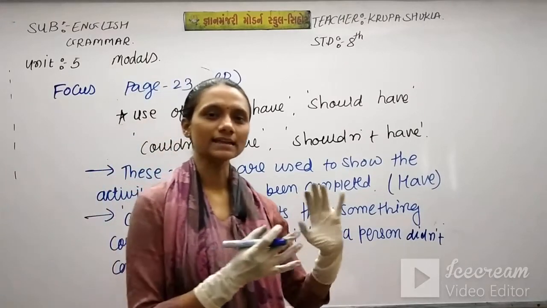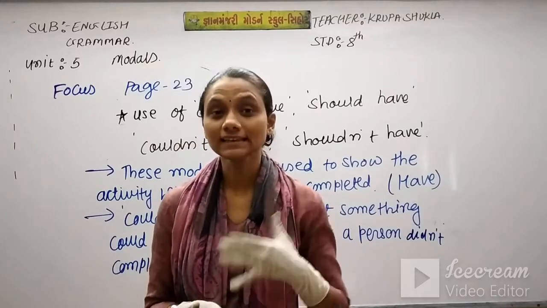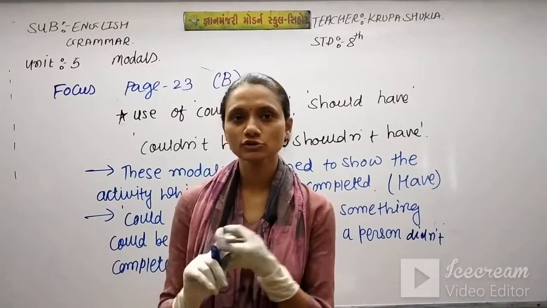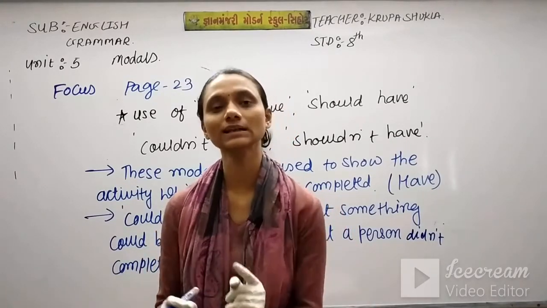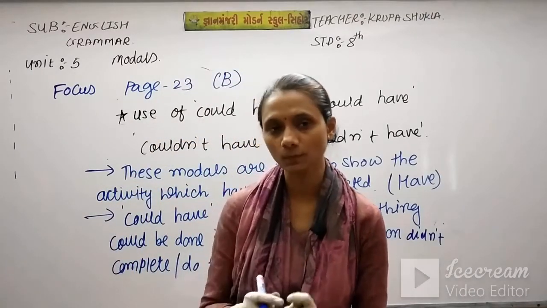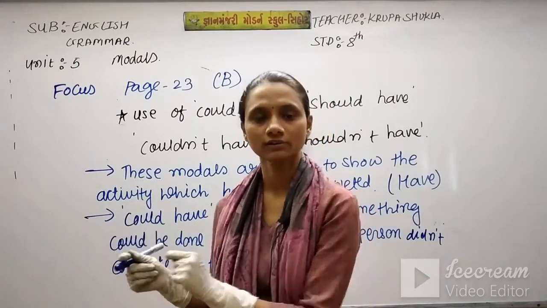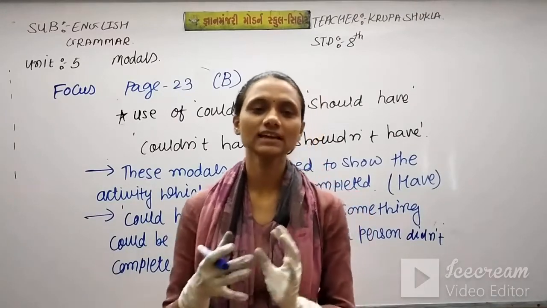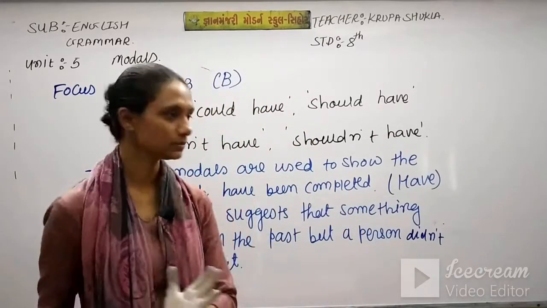The activity hasn't completed there, but the regret of that activity is still in your mind. So here we have that combination of could and have. That's why our verb must be past participle. It means you have to use the past participle of the verb with have here. So could have got, could have gone, could have achieved. This kind of thing you will find in this could have type of sentences.